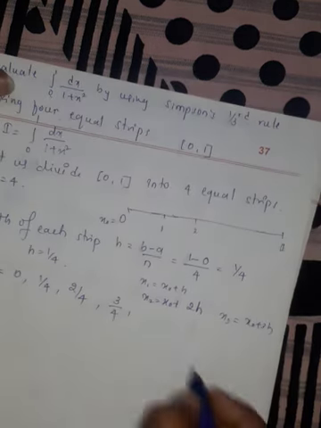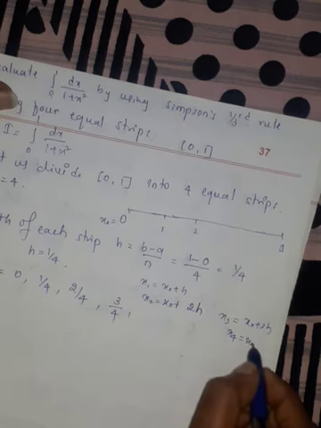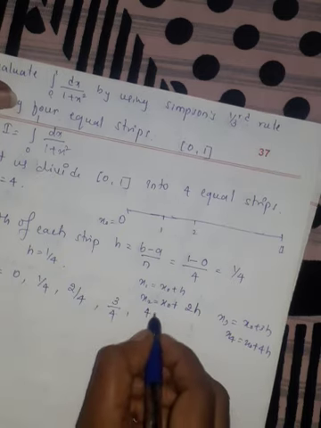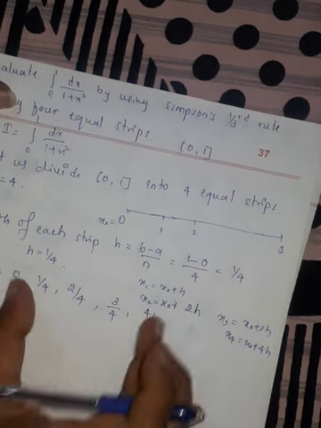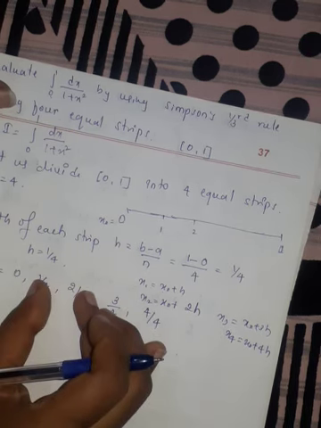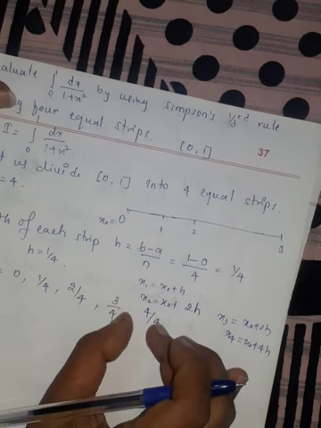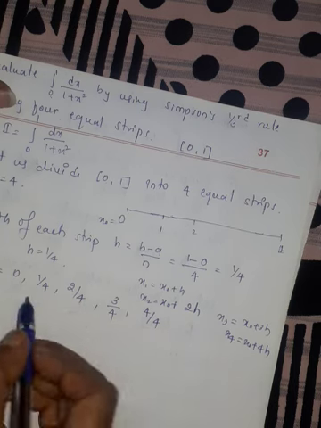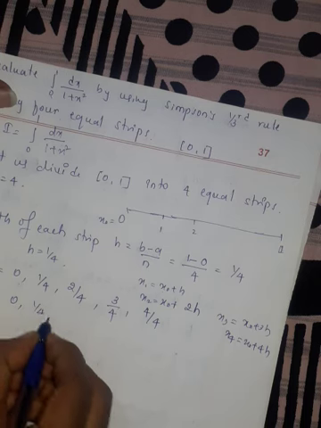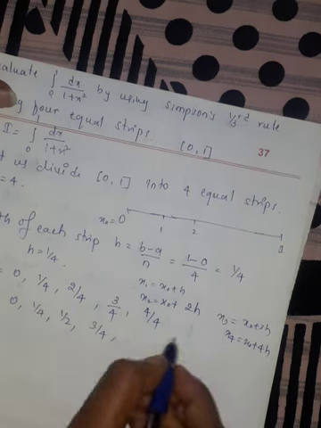Next is x4, which is x0 plus 4h, so 0 plus 4 into 1 by 4, which is 4 by 4. Now these are 4 strips: 0 to 1 by 4, 1 by 4 to 2 by 4, 2 by 4 to 3 by 4, 3 by 4 to 4 by 4. Let us simplify this first. 0 as it is, 1 by 4. Now 2 by 4 is nothing but 1 by 2, 3 by 4, and 4 by 4 is 1.